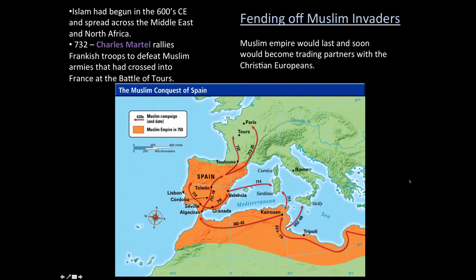This is important because without this stop here, the Muslim empire could have made its way even further into Western Europe and grabbed a foothold of land. With the defeat, the Muslim empire really doesn't go away. Instead, soon after, many of these Muslims and the Christian Europeans would become trading partners and exist somewhat in harmony. Not complete harmony by any means, but somewhat.